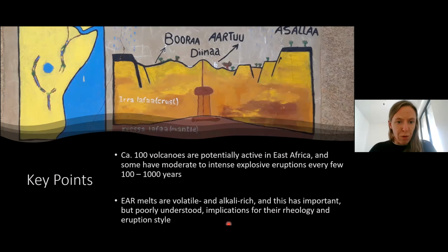So I'll leave you with just 2 key points to take home. These are, the East African Rift has about 100 volcanoes that are still potentially active, and where we find eruption recurrence rates of a few hundred to a few thousand years. The rift melts are rich in volatiles and alkali elements, and that has very important implications on the eruption style, and so also on the hazards.